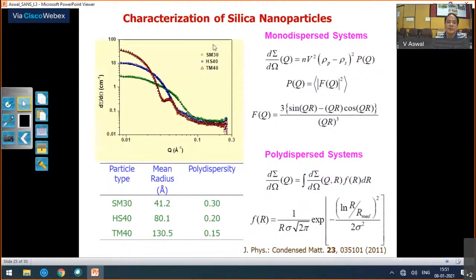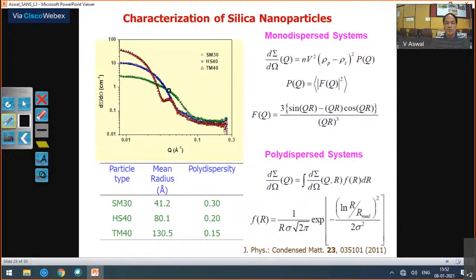And this shows the modeling of different size nanoparticles. So you have the curves measured from different size nanoparticles, and one thing you see in overall scattering is that this TM40 is larger than the other two nanoparticle systems. And where you see the form factor oscillations, your polydispersity will be low compared to the others.